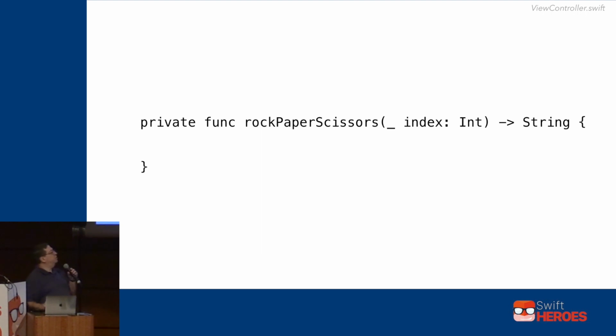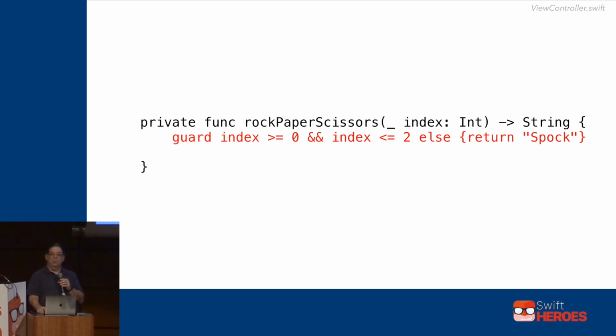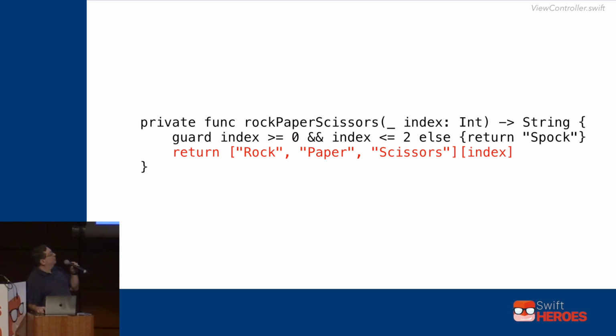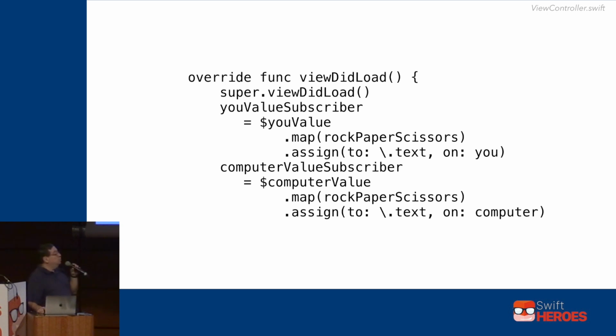And then I have this magical function that says, if you give me any int, I'll convert it into a string. And if it's 0, it'll be rock. And if it's 1, it'll be paper. And if it's 2, it'll be scissors. But, you know, we don't trust people. So if it's outside, we'll turn it into Spock. And then if it's inside our range, we'll do the right thing. And so now you know how to change labels. Here's where we set our labels. We're just going to use this rockPaperScissors function to convert your value into a rock, paper, scissors and the computer's value into a rock, paper, scissors.